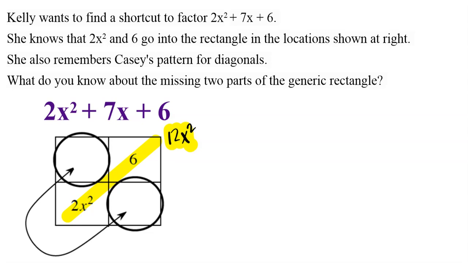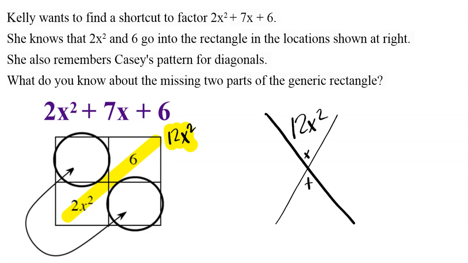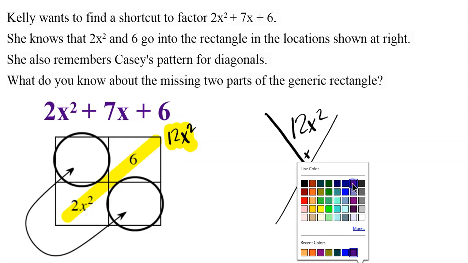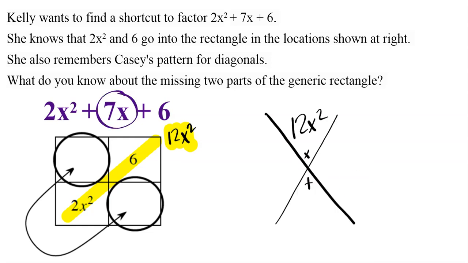Again, with adding and multiplying, we know we have to have 12x squared, and they have to add up to 7x. So we're multiplying to the 12x squared, and they have to add up to 7. What makes 7? 7 plus 1, 5 plus 2, 3 plus 4. And we're kind of done with that.